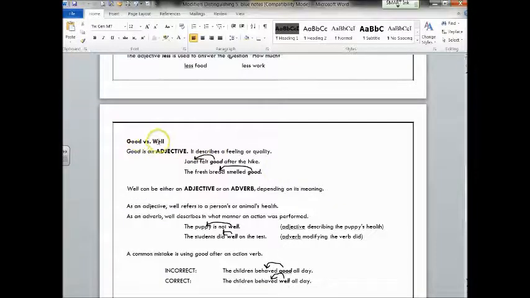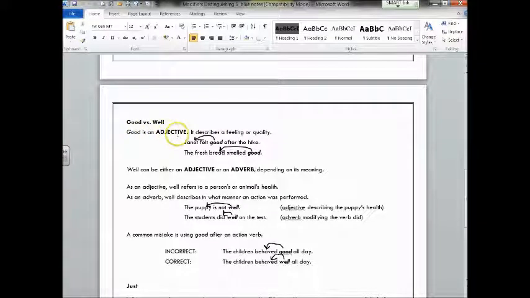Good versus well. Good is an adjective. It should only be used to describe nouns and pronouns, never verbs. Janet felt good after the hike. Good is describing the noun Janet here, explaining how she felt. The fresh bread smelled good. Here, we're describing the bread and how the bread smelled. Smelled is a linking verb here. The bread is not smelling. It's not doing the action. We're describing the bread, so we're describing the quality, good.